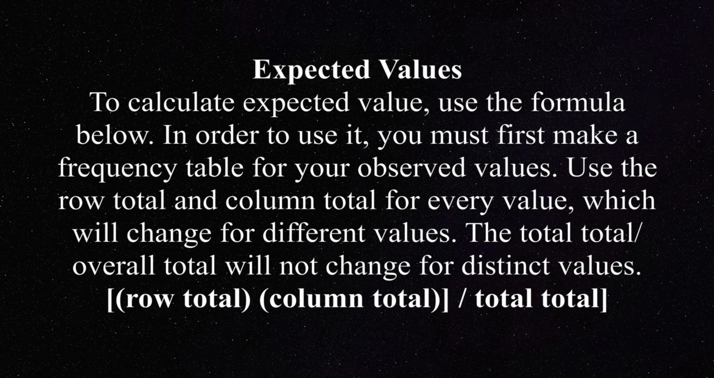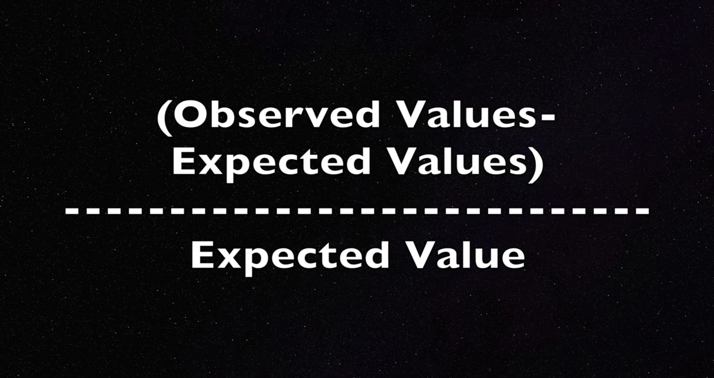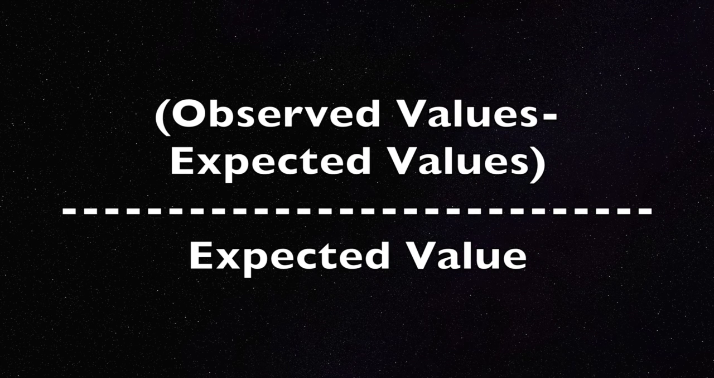And once you have your expected values all calculated, you can go on and calculate the chi-squared for each value. And the formula for chi-squared can be calculated using this formula: observed values minus expected values squared divided by expected value. And that gives you your chi-squared value.